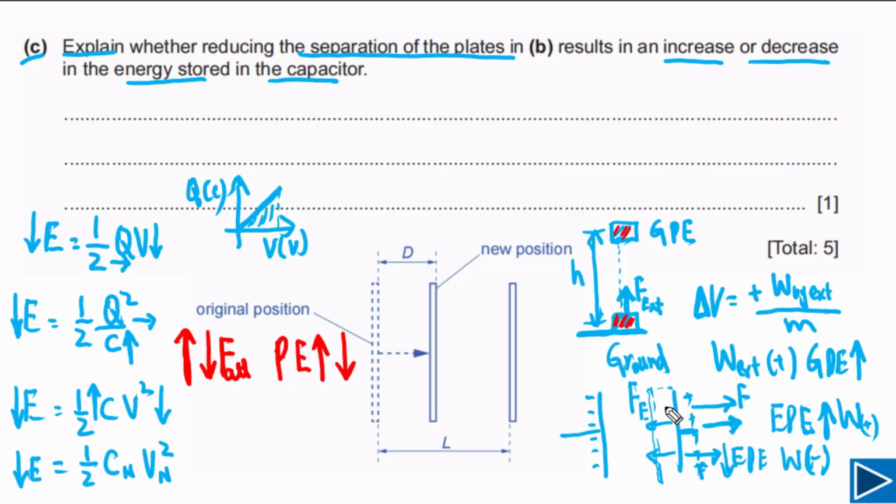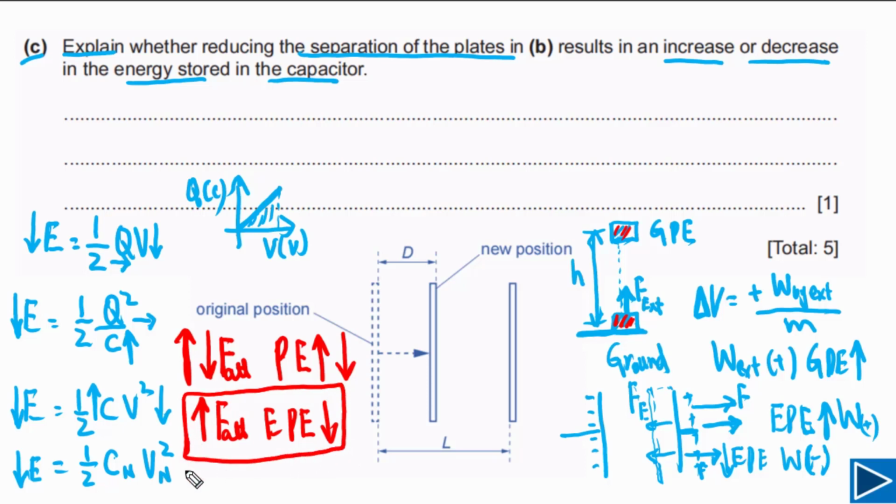And this is also true for electrical forces as well. So when we move these plates together, attractive force between plates increases. So it means the electrical potential energy stored in the capacitor decreases. And that's all. This one point simply you need to write down to answer this question. We can also answer this using this equation. So any one you can use, you will get 1 mark.